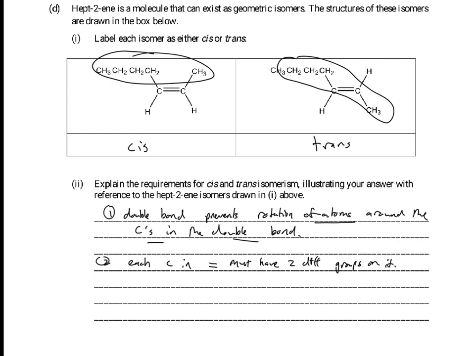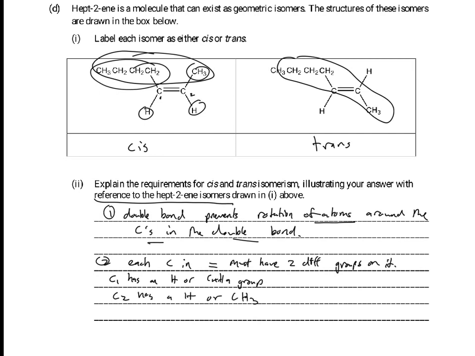And again, what stopped people here is the question says with reference to the heptene isomers up there. So you actually had to specify what the groups are. So this carbon here has an H and this group here. So C1 has an H or a C4H9 group. And carbon 2, it's got a CH3 and an H group. So you can see that each carbon has 2 different groups attached to it.